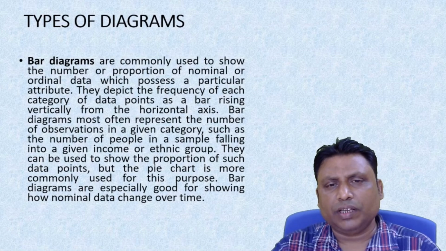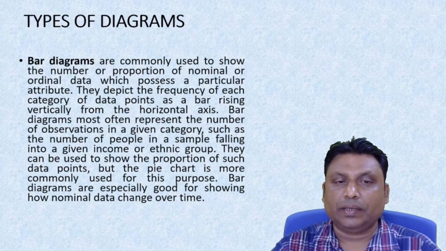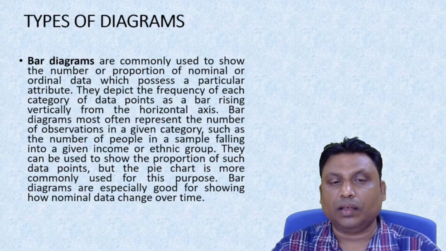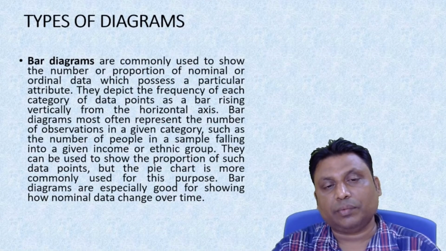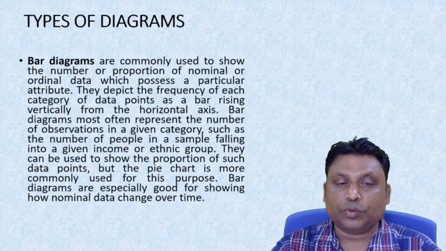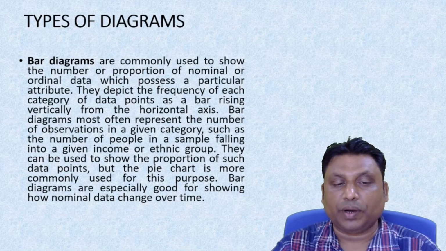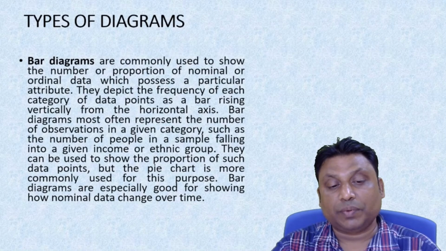Bar diagrams are commonly used to show the number or proportion of nominal or ordinal data which possess a particular attribute. They depict the frequency of each category of the data points as bars rising vertically from the horizontal axis. Bar diagrams most often represent the number of observations in a given category, such as the number of people sampled falling into a given income or ethnic group. They can be used to show the proportion of the source data points, but the pie chart is more commonly used for this purpose. Bar diagrams are especially good for showing how nominal data change over time.